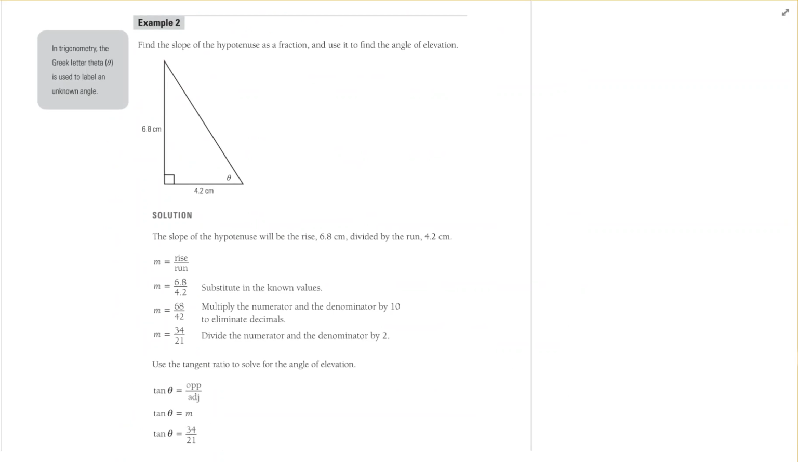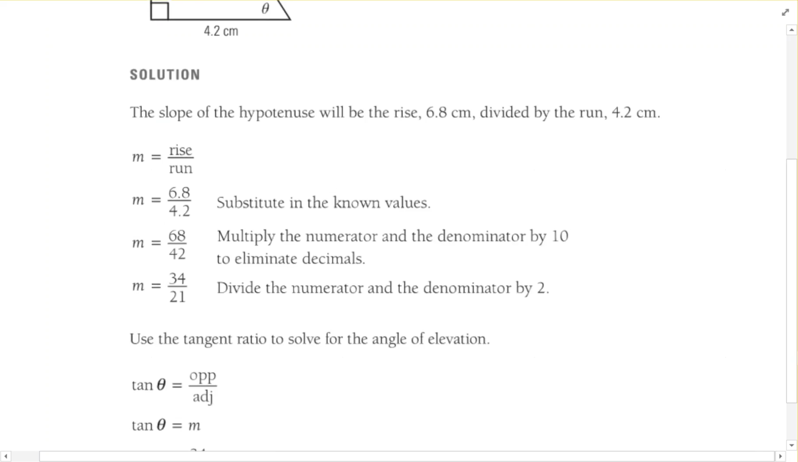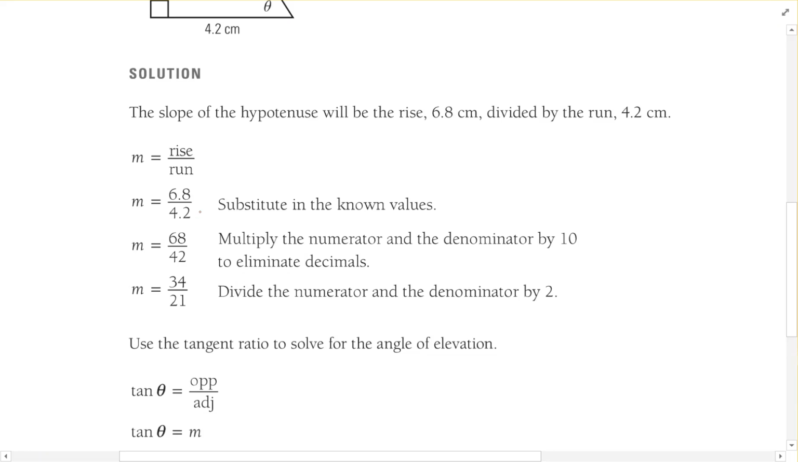So with this one, example 2: find the slope of the hypotenuse as a fraction and then use it to find the angle of elevation. So find the slope of the hypotenuse. Rise over run is going to be 6.8 over 4.2. Now all we've done here is keep it as a fraction and eliminate decimals, because decimals kind of suck if we don't need them. The way we eliminate the decimals is you can just multiply the top, 6.8, by 10 and the bottom by 10. Now this just turns into 68 over 42. So now we just got rid of those decimals.